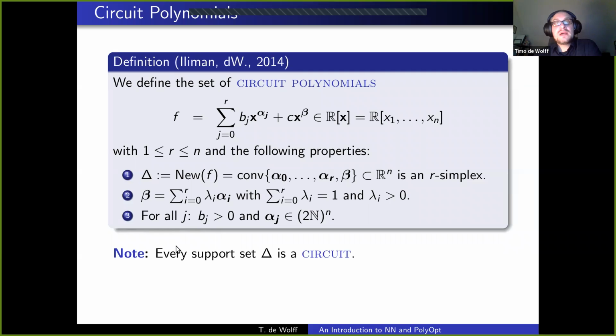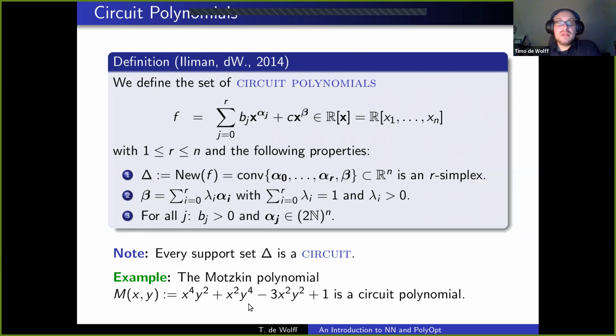We call this a circuit polynomial because the support set is a circuit, a specific type of circuit. And now you might say, well, this looks very technical and very special. Is there even an example for this thing? And there is an example, namely here: the easiest example that is not very boring is this Motzkin polynomial that you have already seen.